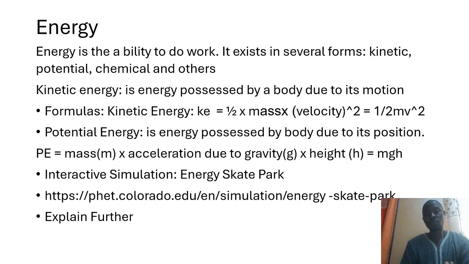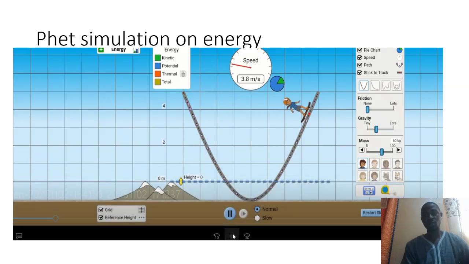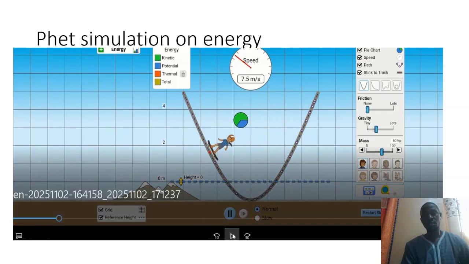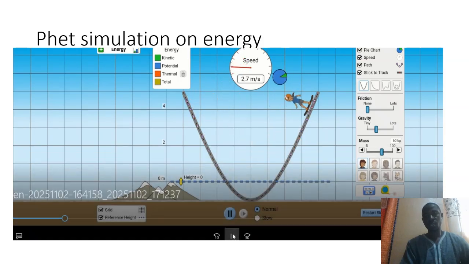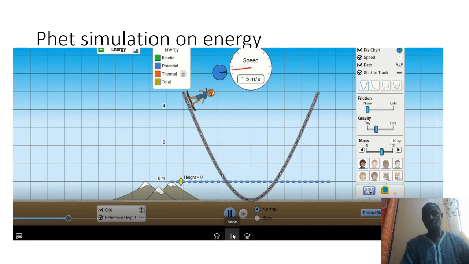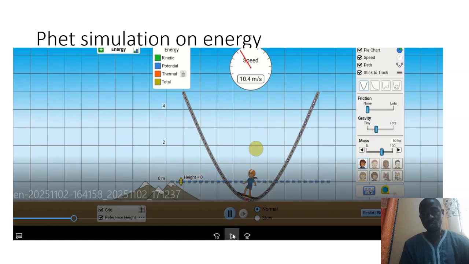We shall look at the interactive simulation about the energy skate park. You can see the young man enjoying the skate, but as he moves up and down, you can observe that there are changes in the velocity possessed by the person enjoying the skate. When observed at the top, the velocity keeps on changing until it runs to zero. But at the bottom, the velocity is maximum.